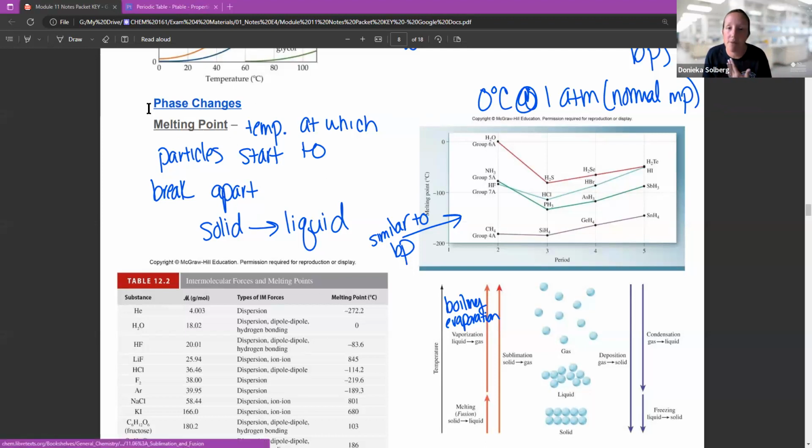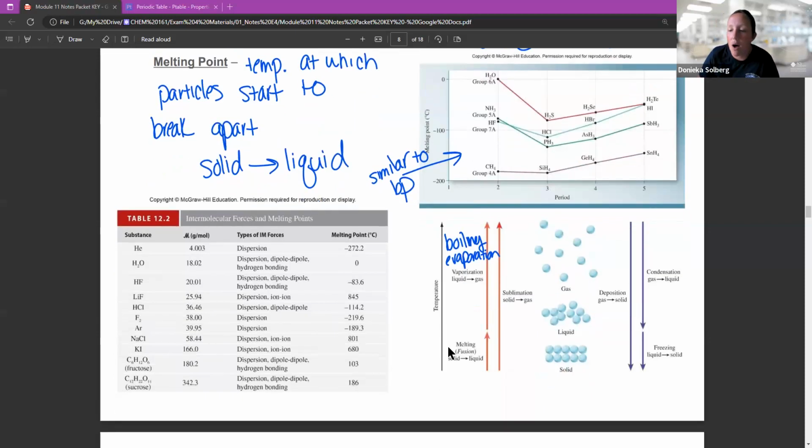So melting point is going to be very similar to boiling point. The stronger the intermolecular forces, the higher the melting point is going to be. You'll see HF, NH3, and H2O still have abnormally high melting points, and everything else kind of increases across the period. So these are all of the phase changes you need to know.